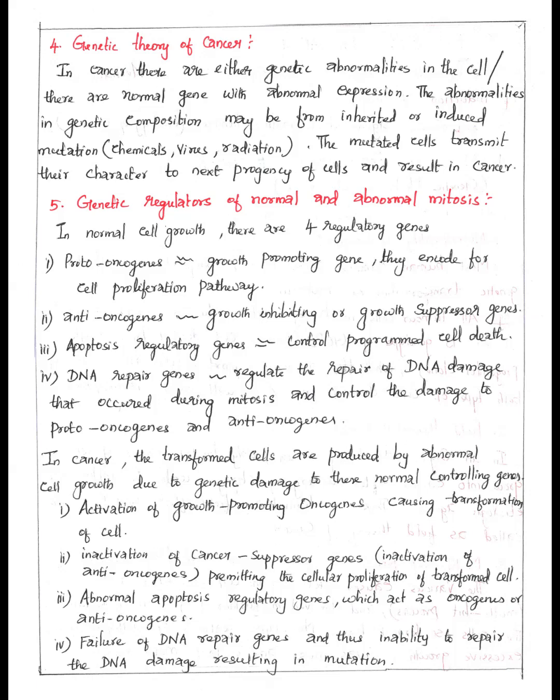These are the failures that occur in the 4 regulatory genes. First is activation of growth-promoting oncogenes. Then sometimes inactivation of anti-oncogenes, resulting in cell growth. Abnormal apoptosis regulation also happens, which may allow escape from cell death. Finally, failure to repair DNA damage results in mutation.